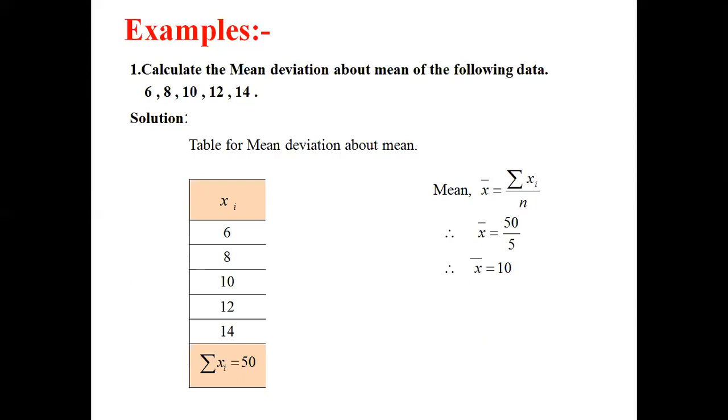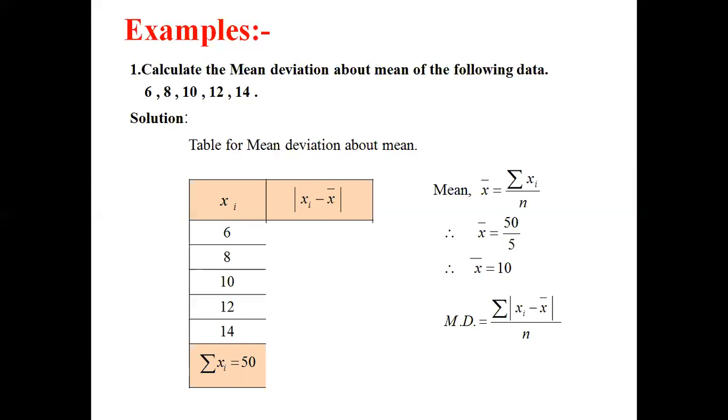Now to find the mean deviation about mean, the formula is summation of mod of xi minus x bar upon n. So to find this mean deviation, we have to find the mod of xi minus x bar. Here, just subtract the mean, that is x bar, from each of these observations and then take the mod of that value. Note that the mod of any number is always positive.